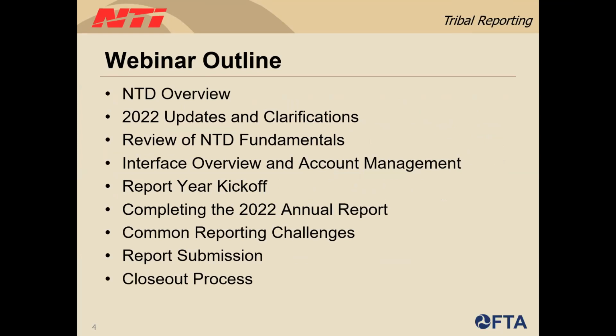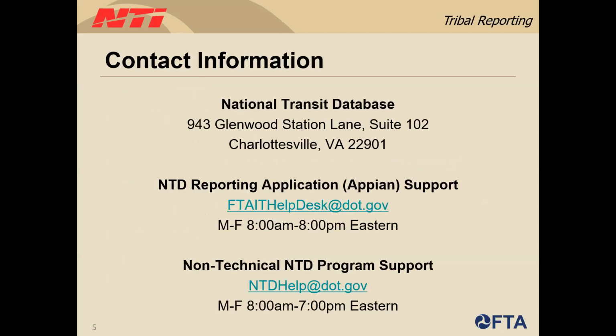All right, the agenda for this afternoon. First, we're going to do a quick overview of the NTD. Then we're going to move on to important changes and clarifications for the 2022 report year, which are not very many. Next, we're going to review the fundamentals of NTD reporting. We'll discuss how to get started in the NTD reporting system. And then we'll move on to how to kick off and complete the annual report. And we're also going to include some common reporting challenges just to clarify some items we get throughout the year. And then lastly, we're going to review how to submit your report and the closeout process. So lots to do, a little bit of time.